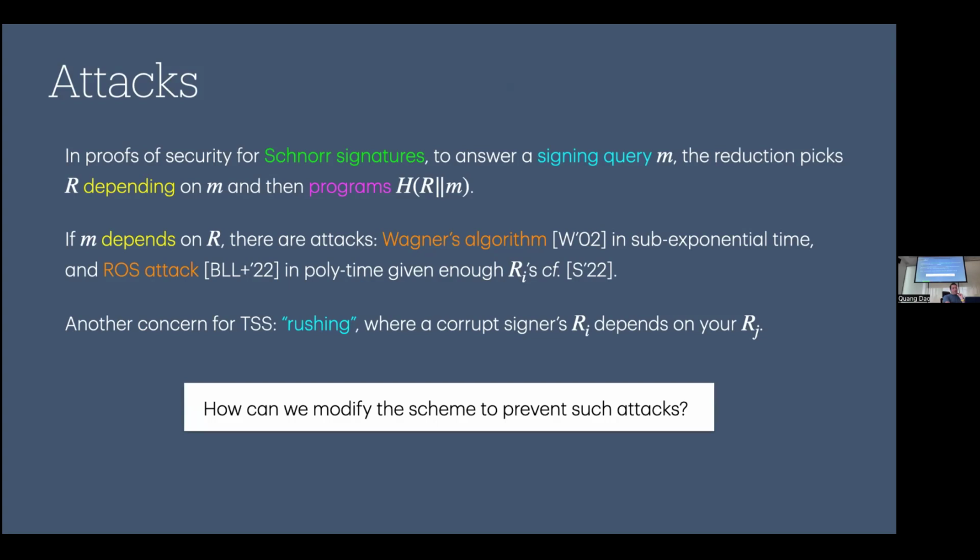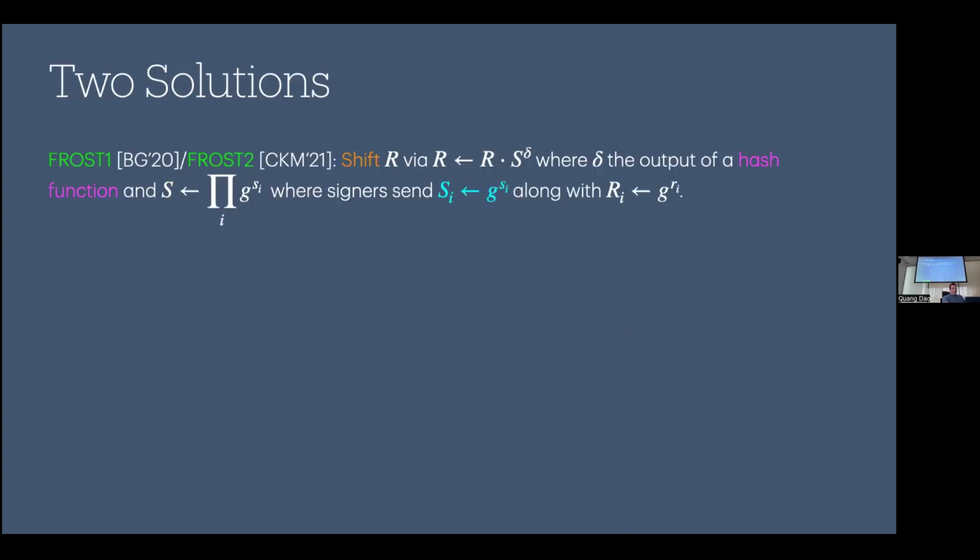So the question is, how can we modify this? This is the very naive scheme that you would design if you just sat down for 5 minutes and thought about how to design a threshold Schnorr signature scheme. But then there are these attacks. So how can you augment the scheme to prevent them? Two popular solutions in the literature are Frost, or Frost 1 and Frost 2, a scheme which popularized this topic of threshold Schnorr signatures.